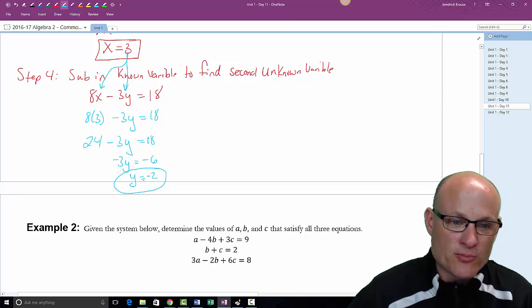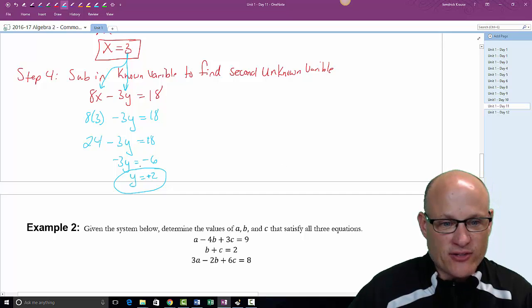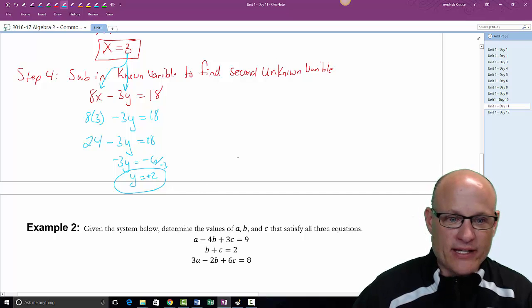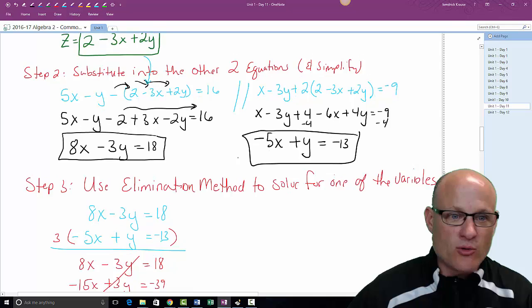Positive 2, positive 2, positive 2. Lots of places to make dumb mistakes, kids, because negative 6 divided by negative 3 is positive 2. So now your final step, and I don't really have room to write it, is to figure out what that missing variable is by plugging both of those back into that original equation.